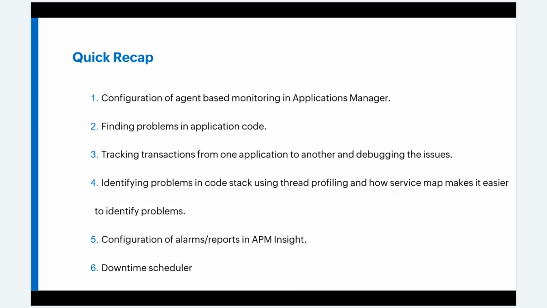In the third topic we have seen how to track a transaction from one application to another and how to debug the issue in more detail. We have also seen thread profiling and the service map. Finally, we have seen some of the admin activities, the alarm reports in APM Insight, the downtime scheduler, and the dashboard part. All of these have been seen in this topic.